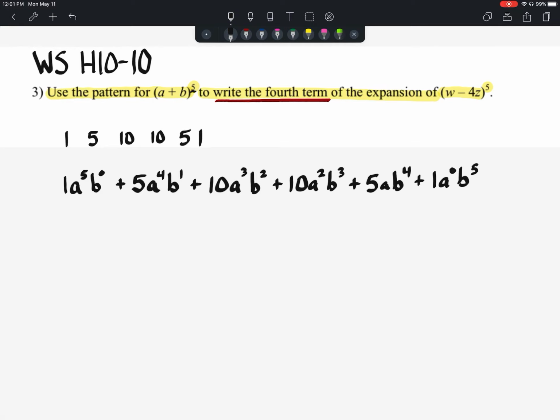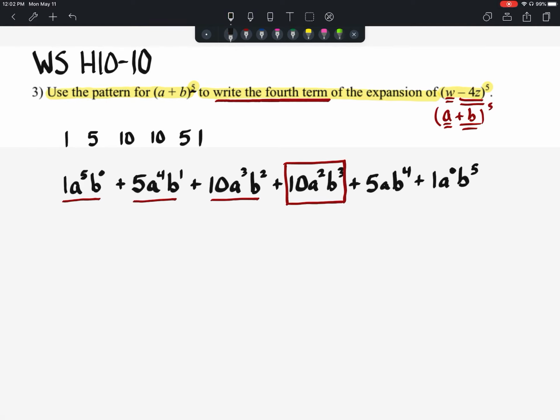What we're looking for is the 4th term. So this is the 1st term, the 2nd term, the 3rd term, and here we go. This is the 4th term. This is the one that we want to focus on. So we have 10 a squared b to the 3rd. Now, since this is like a plus b to the 5th, let's substitute in our w for our a, and then our negative 4z for our b, and then simplify it down.